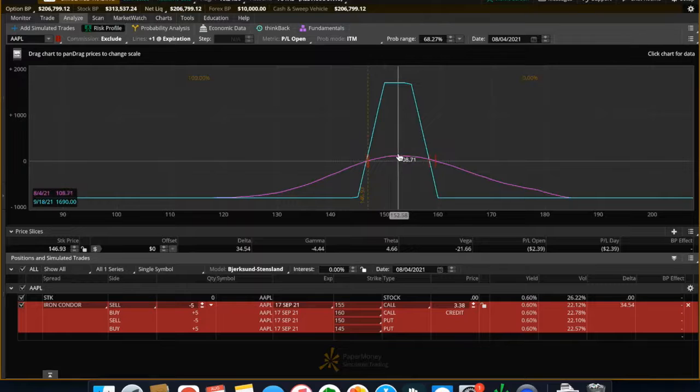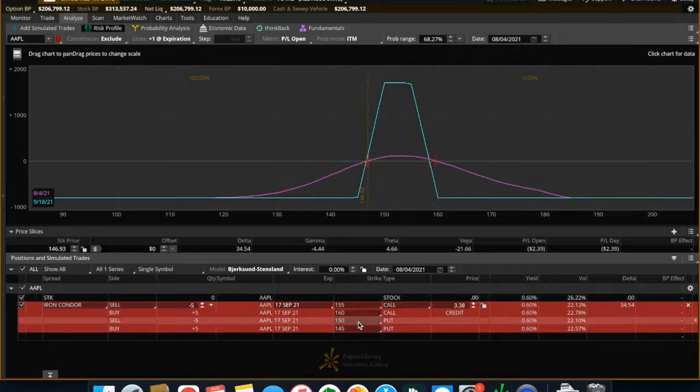One of the cool things you can do with this software, just to be clear, what's on the bottom here in red, you can see that we sold 5 for 155, we bought 5 for 160, we sold 5 for 150, and we bought 5 for 145. Whatever's on the bottom here is what's expressed in the graph.